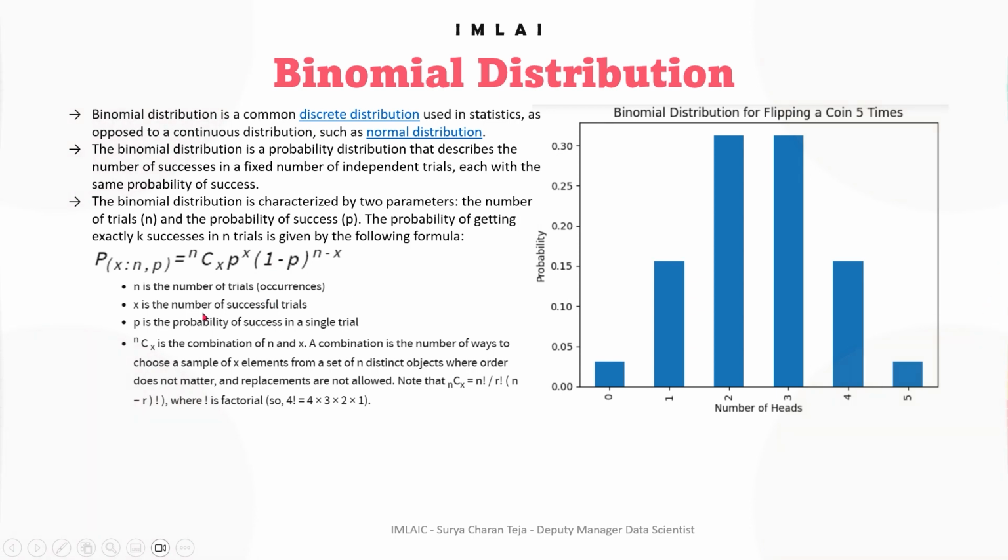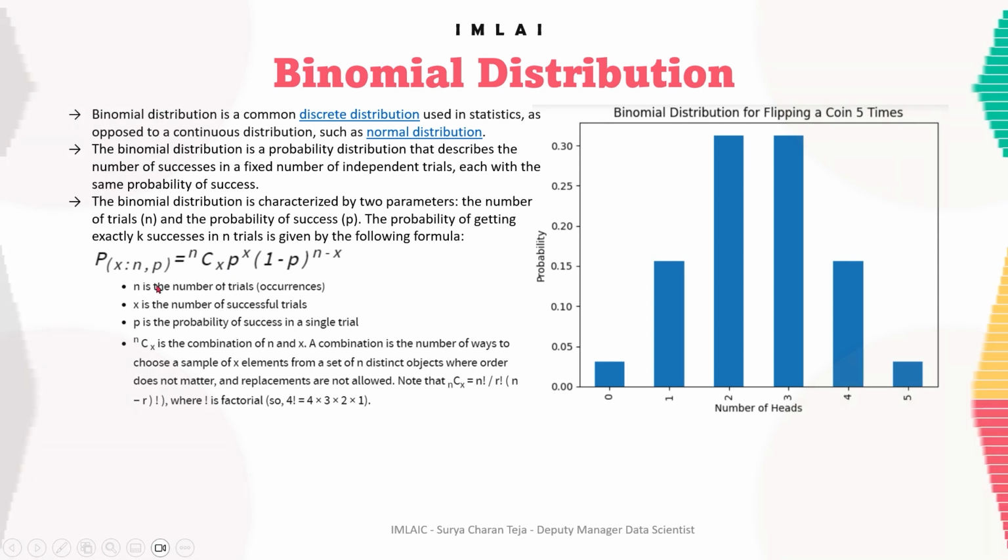When we studied this in engineering, we studied it as nCx p power x times (1 minus p), or in place of 1 minus p, q, power n minus x. So q is the probability of failure in a single trial, but we are not worried much about that. That's why we have used 1 minus p.